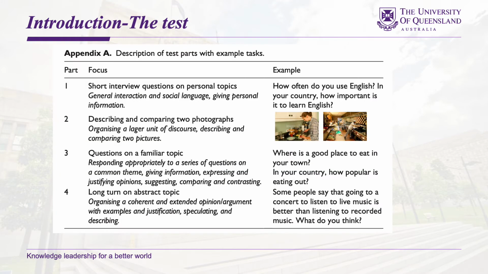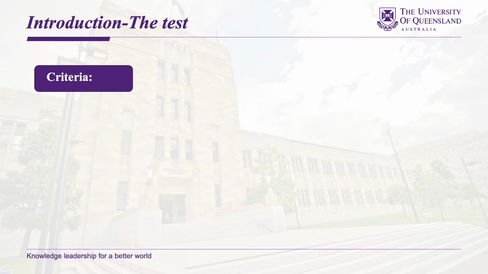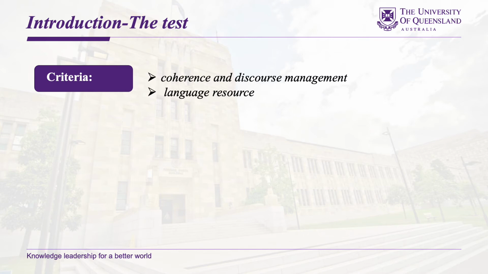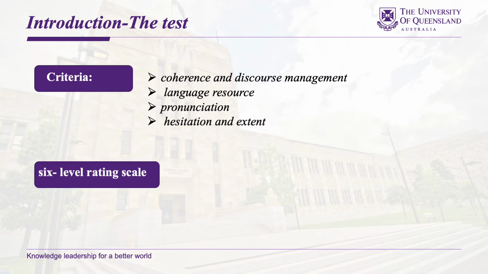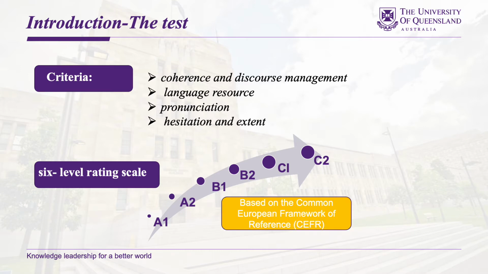It elicits a range of language features and functions through 4 task types. You can see the content in the handout, Appendix A. There are 4 criteria in the test: coherence and discourse management, language resource, pronunciation, hesitation, and extent. The score is based on a 6-level rating scale covering level A1 to C2 on the Common European Framework of Reference. You can see that in Appendix B.